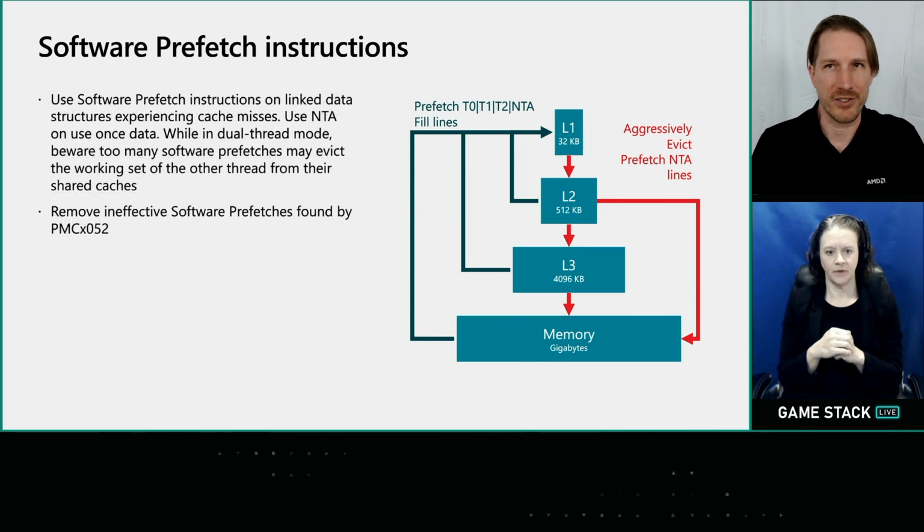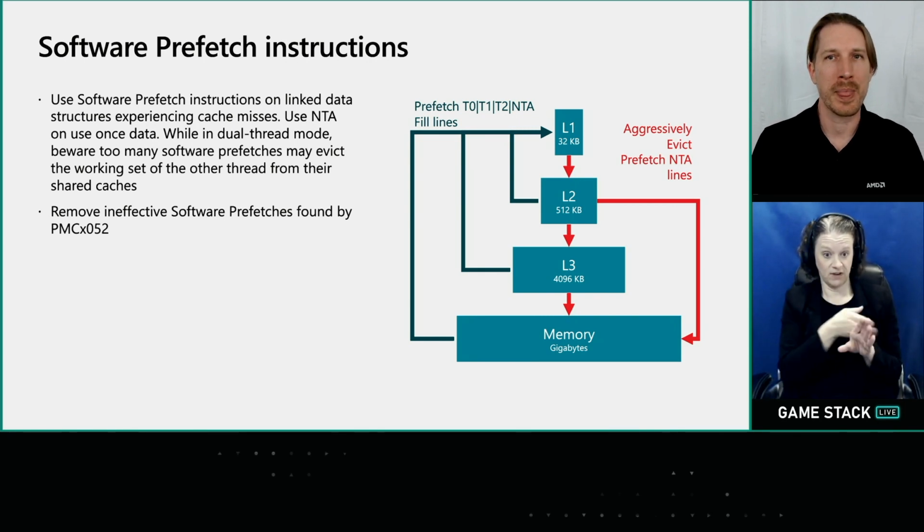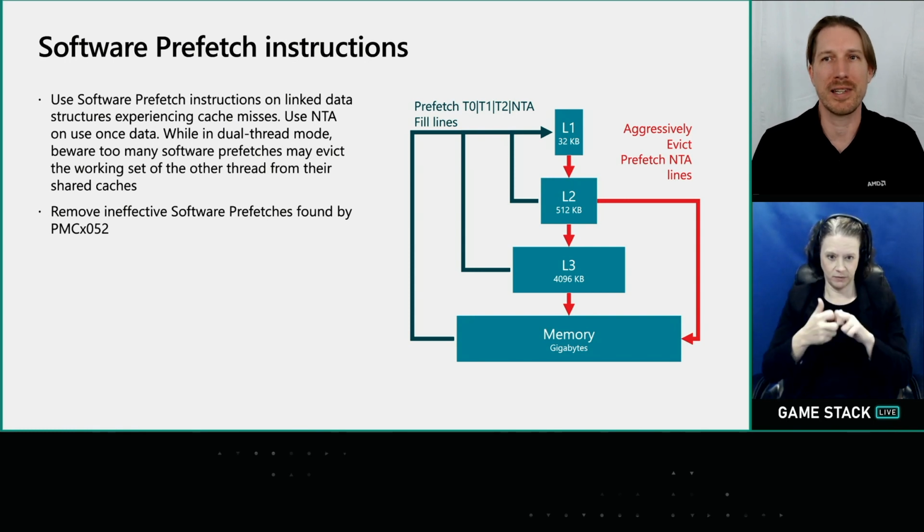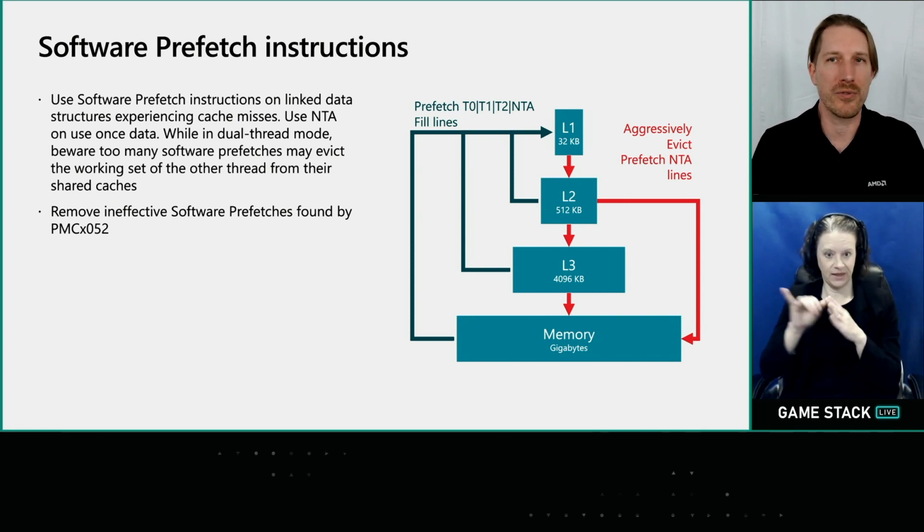Use software prefetch instructions on linked data structures experiencing cache misses. Use NTA on use-once data. While in dual thread mode, beware too many software prefetches may evict the working set of the other thread from their shared caches. Prefetching a few megabytes of data using the T2 hint may benefit one thread, but likely harm the other. Additionally, you may remove ineffective software prefetches found by PMC 52 hex.